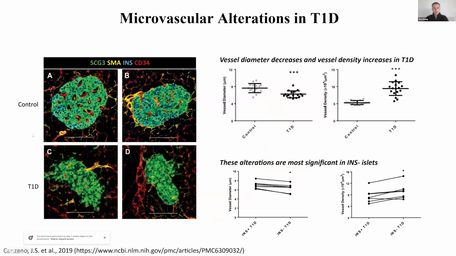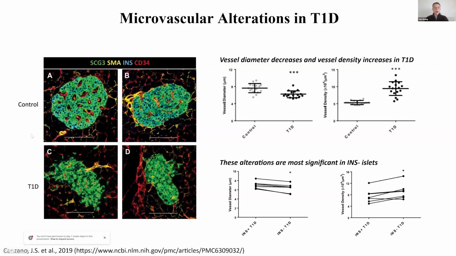So our lab has been working to understand the pathology of type 1 diabetes in more detail in collaboration with many other excellent researchers. Back in 2019, a paper came out looking at microvascular alterations in type 1 diabetes. In this image on the left, you can see a couple of control islets that look healthy, with all the insulin-containing beta cells.